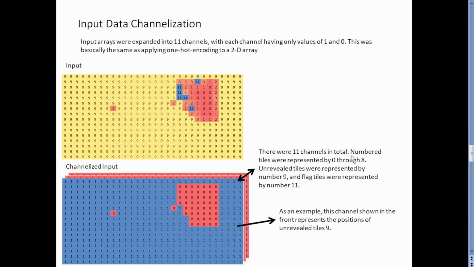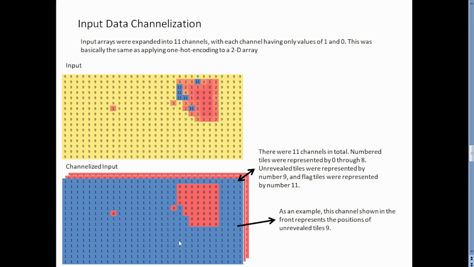Now let's talk about the input data channelization. Input arrays were expanded into 11 channels, with each channel having only values of 1 and 0 and representing one unique number from the original array. This was basically the same as applying one-hot encoding to a 2D array and then producing a 3D array as a result.